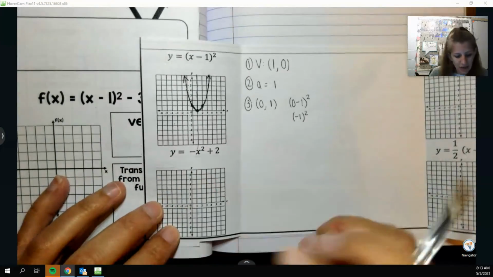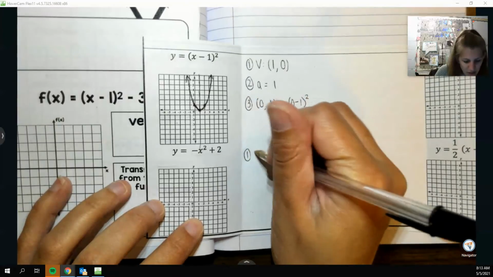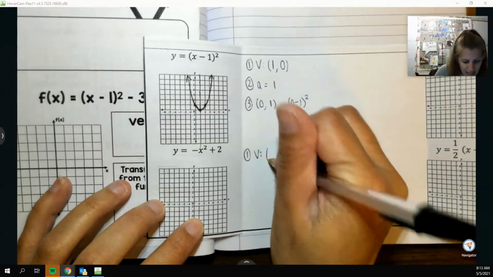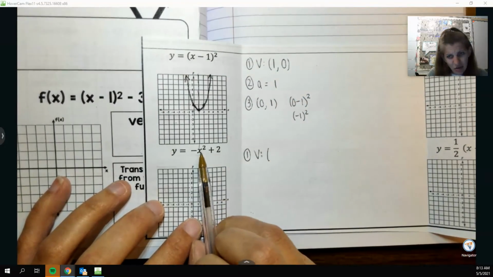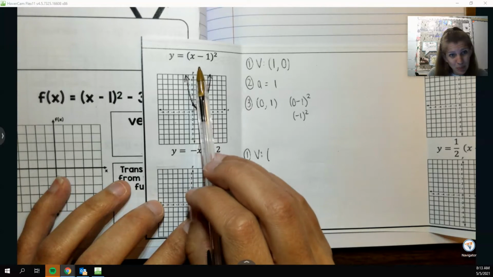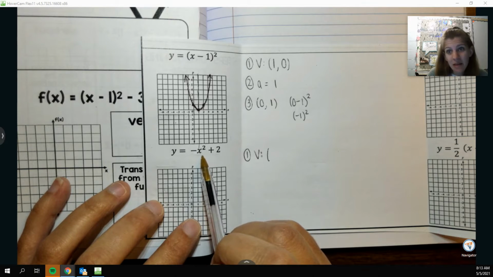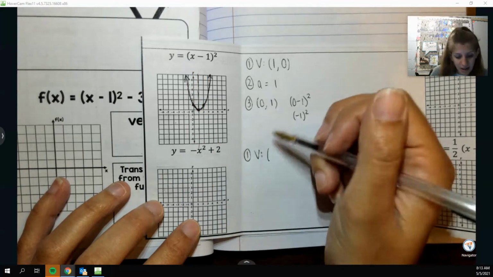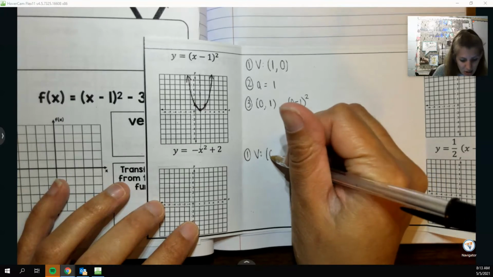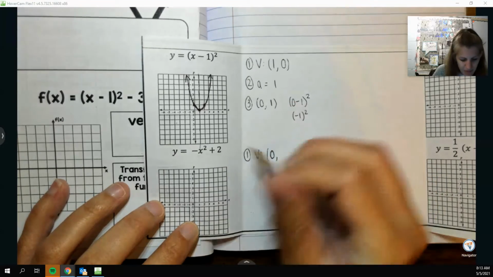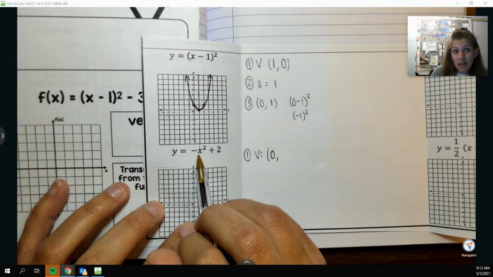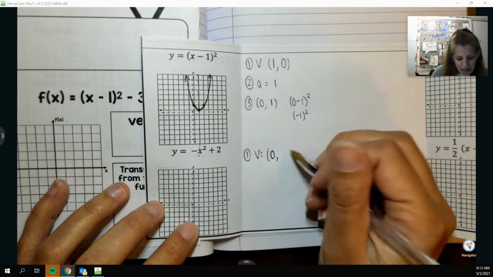All right, looking at the one underneath. First, I want to find that vertex. So I'm trying to look inside parentheses, but there aren't any. And if there aren't any, that means that there wasn't anything in there being added or subtracted. So that's a 0. Then I want to look outside parentheses, and that's a 2.